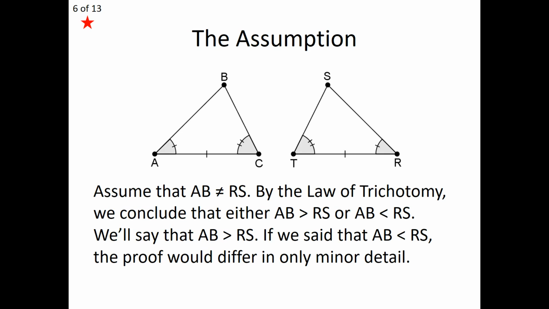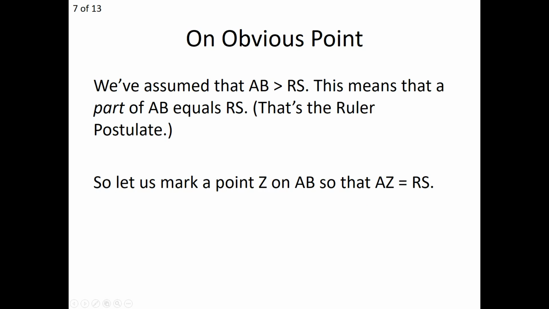We can use our power of "likewise" to say, yeah, likewise, if we had assumed the other, we would have still hit a contradiction. So here's an obvious point. We've assumed that AB is greater than RS, which means that RS really is a part of AB, right? Think about two pieces of string. If I had one piece of string longer than the other, could I cut the longer piece down to a segment or to a part that's equal to the other one? Yes, we can cut a longer piece of string down to equal a shorter.